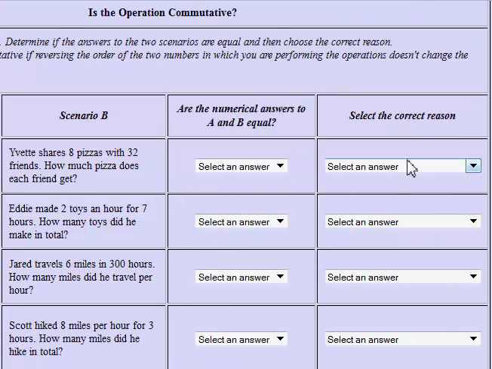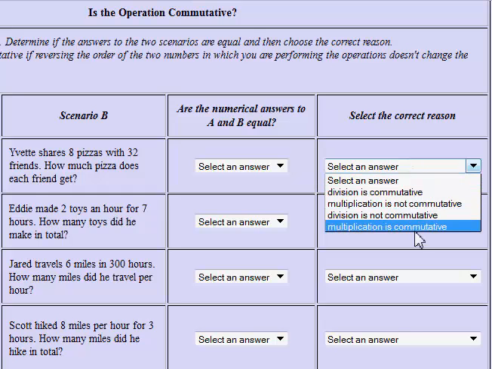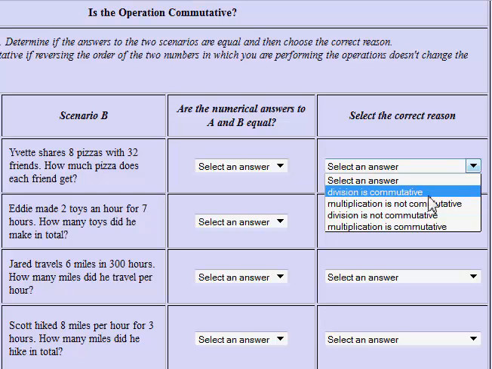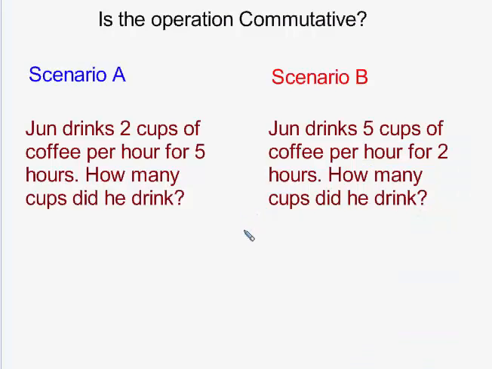equal. Finally, you'll be selecting the correct reason why your answers to scenarios A and B were either equal or not equal. And your choices will be that either multiplication is commutative or that it is not commutative. Or if it's a division problem, your answer will be that division is commutative or that division is not commutative. So let's look at an example.